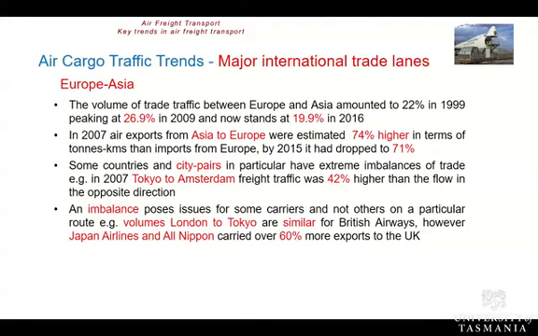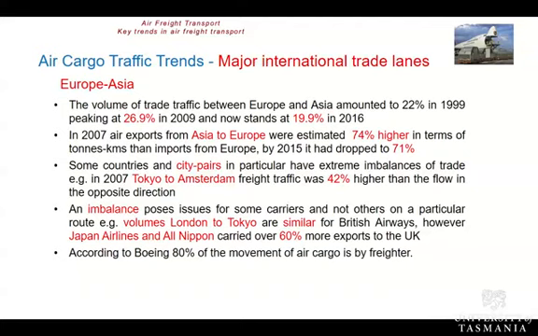Perhaps one reason to explain that is to look a little deeper into the type of carriers they are. British Airways is a passenger carrier, so it doesn't have freighters in its fleet. Both Japan Airlines and All Nippon are combination carriers, so by having freighters in their fleet they have the opportunity to carry more cargo, hence the potential for a greater imbalance. According to Boeing, on this route, 80% of all cargo is carried by freighter.